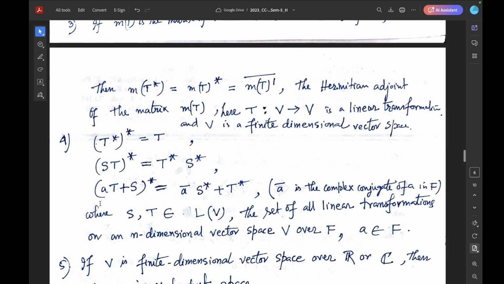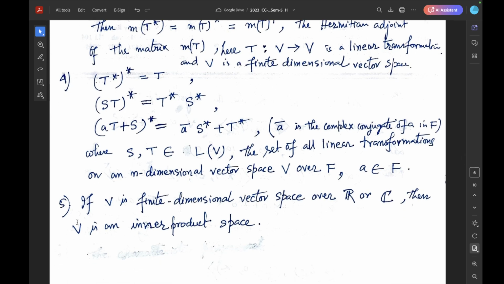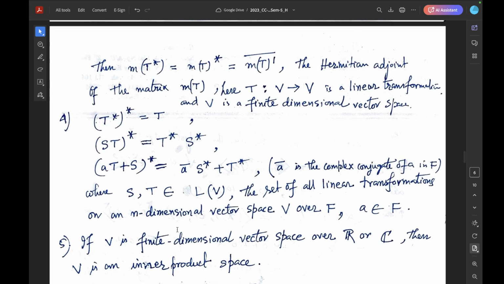and (aT plus S) whole star equals a bar, the complex conjugate of a, into T star plus S star, where S comma T belong to L of V, the set of all linear operators, linear transformations on an n-dimensional vector space V over the field F, and a belongs to the field F. And number 5, if V is a finite dimensional vector space over R or C, then V is an inner product space.